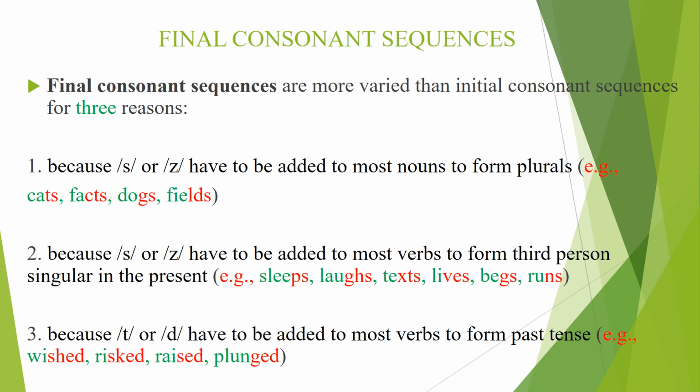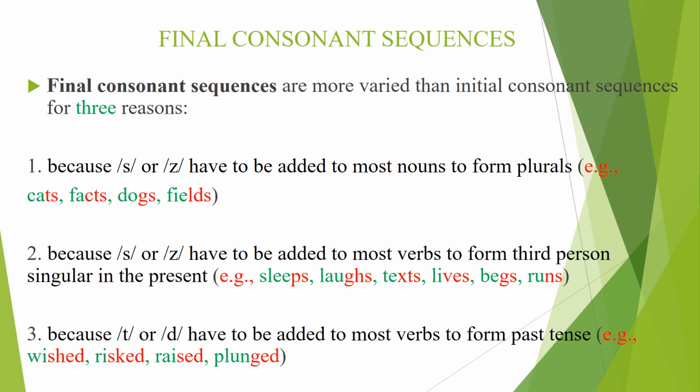So you notice that we add one more sound to the end of these words because of the plural form. Number two, because se or ze have to be added to most verbs to form third person singular in the present. For example, sleep becomes sleeps, he sleeps, she sleeps, laugh, laughs, text, texts, live, lives, beg, begs, run, runs. So we added se or ze at the end of these verbs to form the third person singular form.